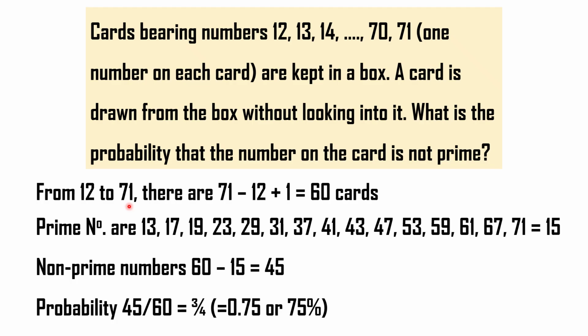কতগুলো কার্ড? 12 থেকে 71। How many cards? 12 to 71, 60 cards. How many are prime numbers? 15. তাহলে প্রাইম নাম্বার 15, অমৌলিক সংখ্যা 45. So 45 by 60, 3 by 4, or 0.75 or 75% probability. এটা হচ্ছে probability.